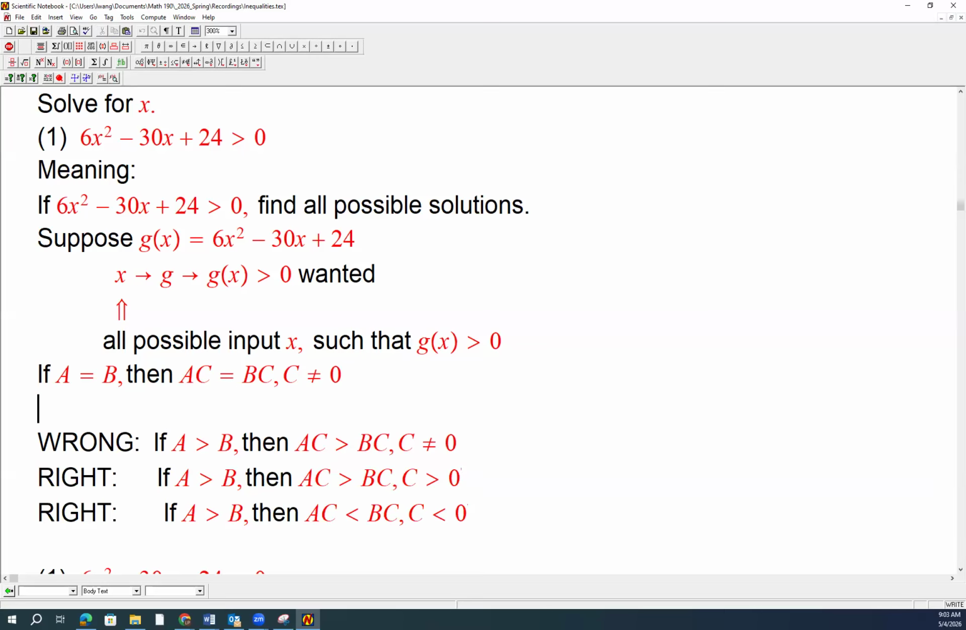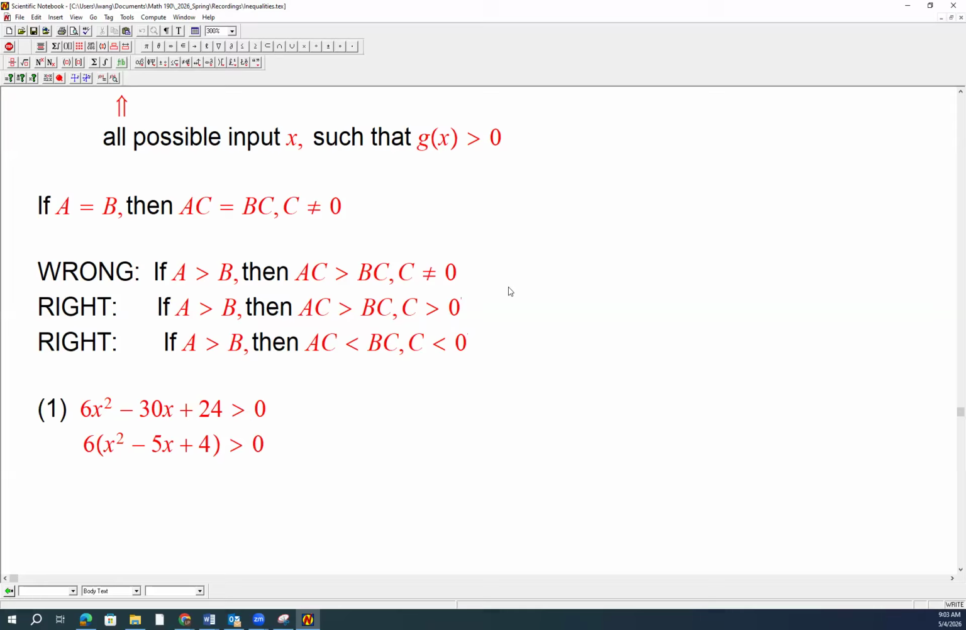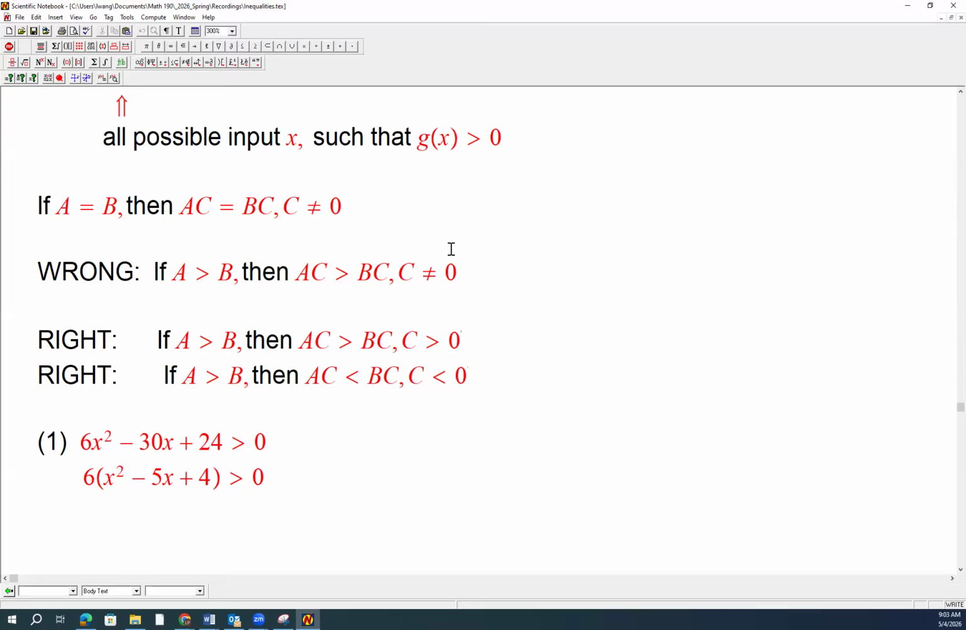Okay, remember, in mathematical principle number 4, we cannot divide by 0. We cannot multiply both sides by 0. In the inequality case, we cannot divide by 0. We cannot multiply by 0 either. Okay, so that's the mathematical principle aspect. I hope you guys understand.